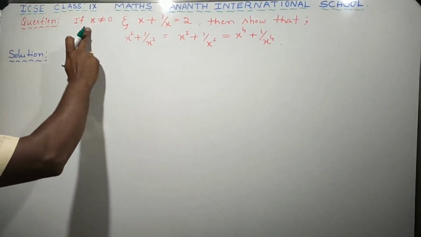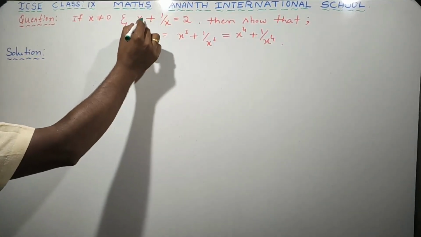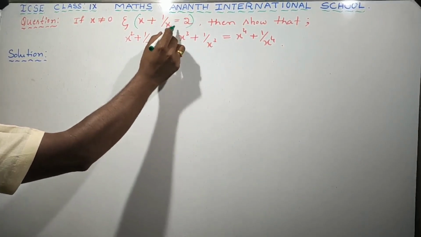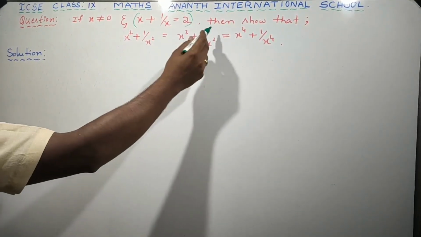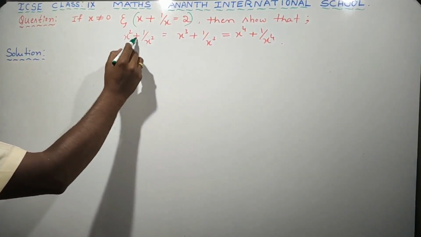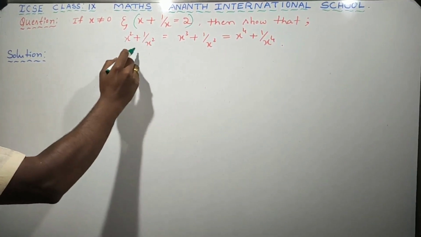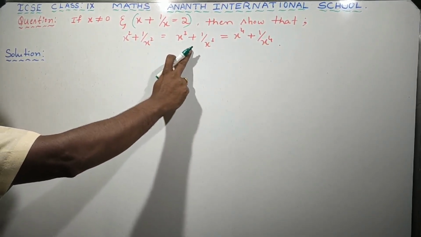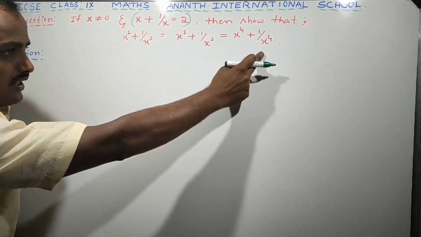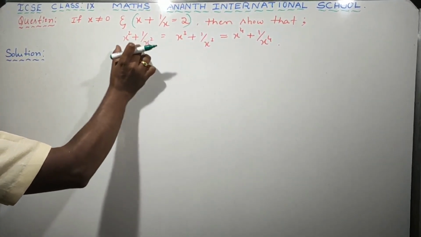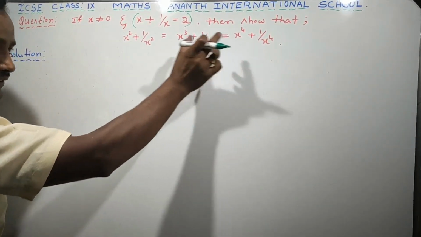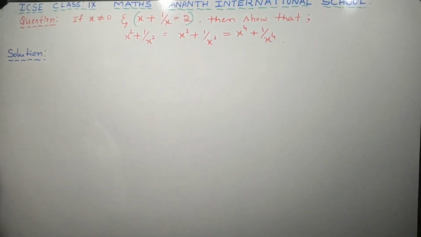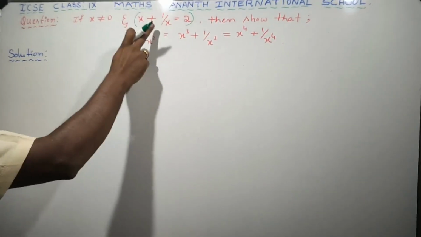Now, in the given question, x plus 1 upon x is equal to 2. Then we are showing that x square plus 1 upon x square value is equal to this term value is equal to this term value. The three terms will have equal values, children. How will we get that? From the given data.